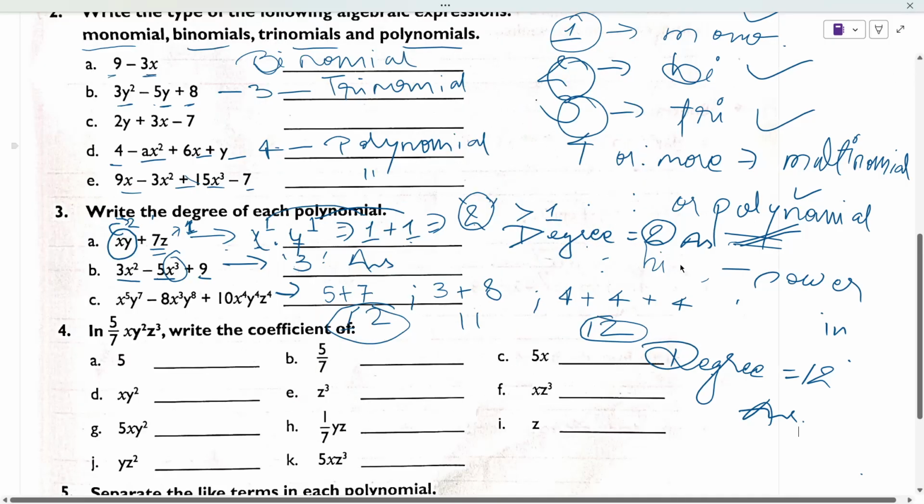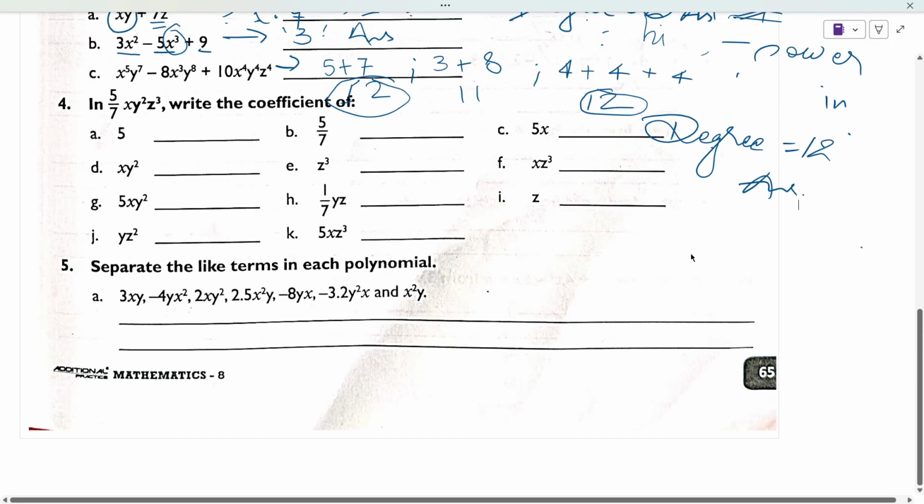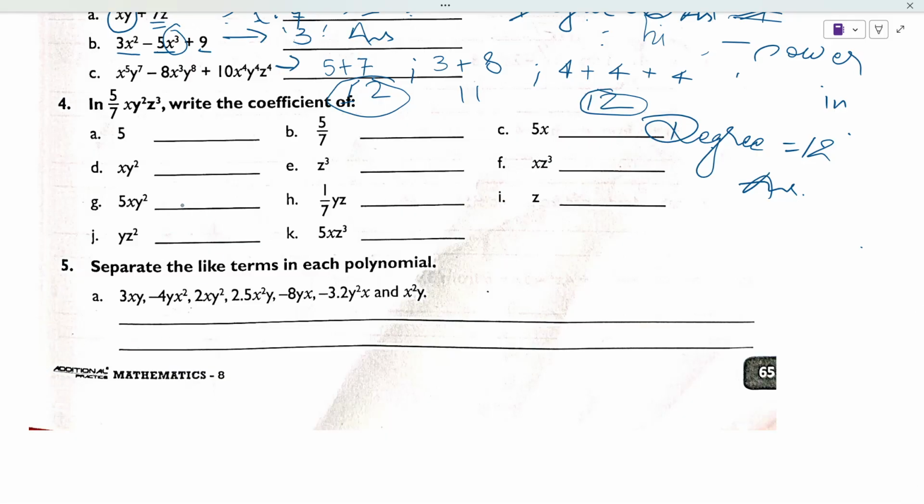So question number 3 is done. Let's see question number 4. Question number 4 talks about 5 by 7 x y square z cube, write the coefficient of. So again a good question. When it asks for the coefficient of 5, you have to skip the number 5 out of the entire term, and whatever is left is its coefficient. So if we ignore 5, then we have 1 upon 7 x y square z cube.